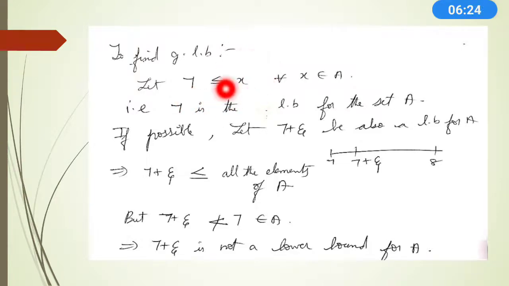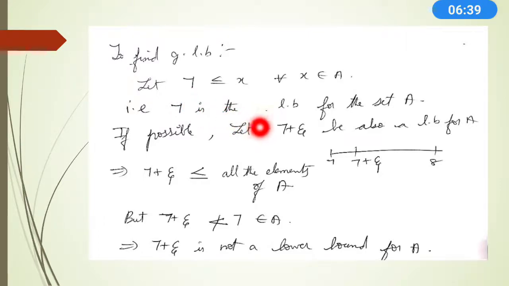All the elements in my set are greater than 7. Okay, that means what? 7 is the lower bound, which is the greatest of all the lower bounds. Okay, we have to prove that. So 7 is the lower bound.